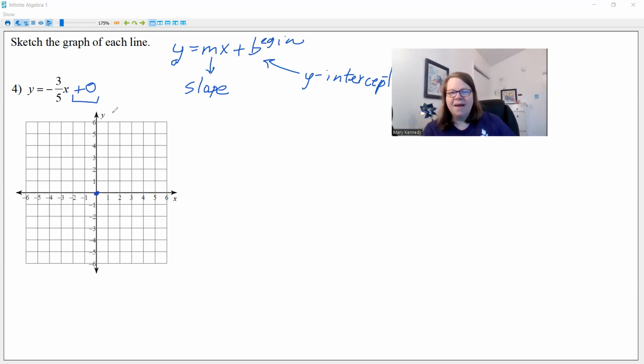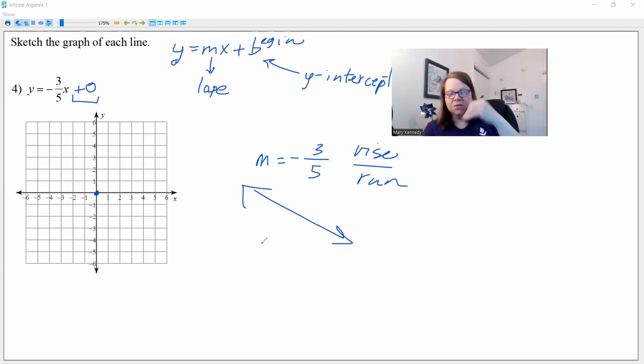So we're on the y-axis. That's the y-intercept at 0. And then the slope is -3/5. So let's look at that and think about what that means. -3/5. Now I just put the negative on top. It was actually written in front, so I'll put it in front. Okay. Remember that this is the rise over the run. It's a negative slope. So I know that the overall slope is like this. I know it goes downward as we go to the right.